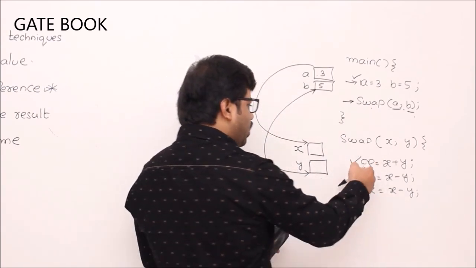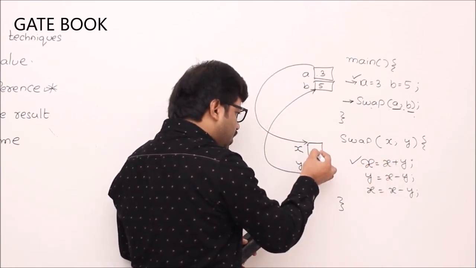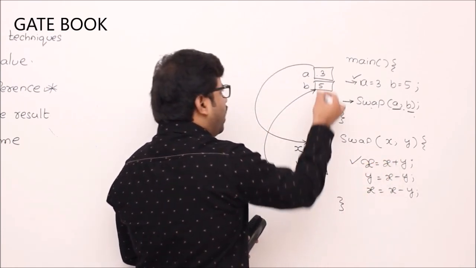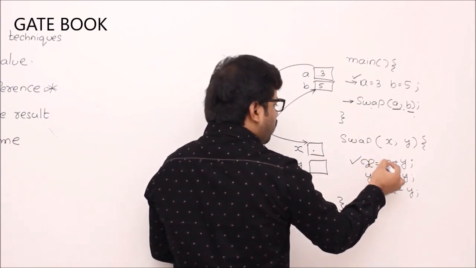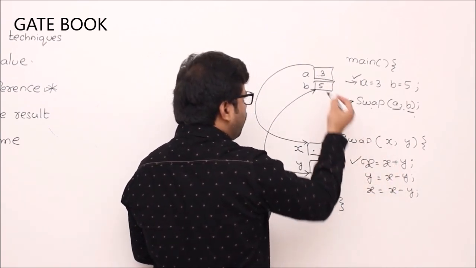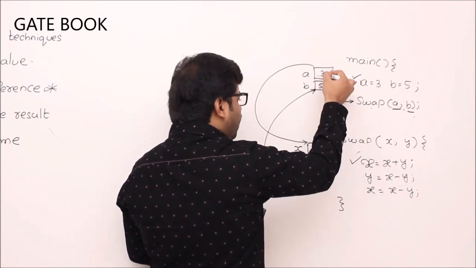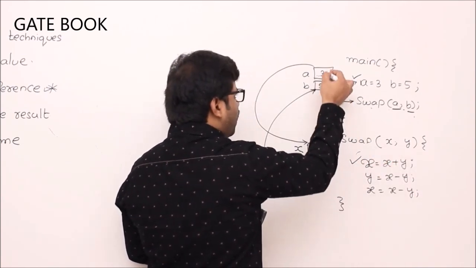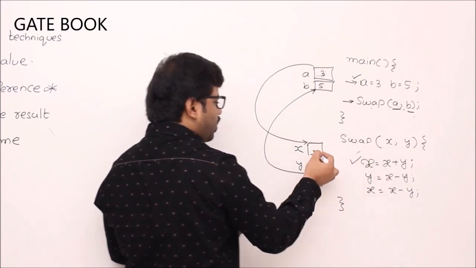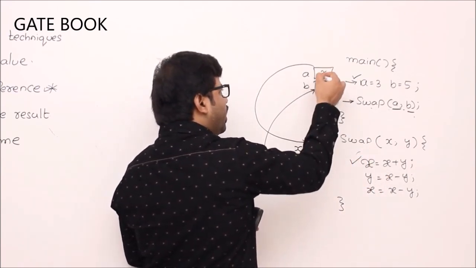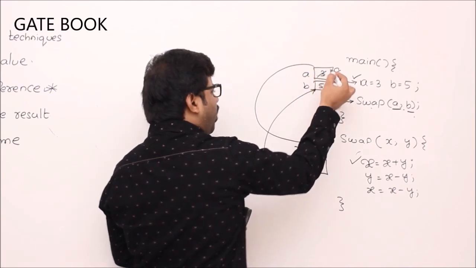So whenever I do x equal to x plus y, x is referring to a, right? That's why a will be modified. So how will a be modified? You can imagine that x is referring to a, 3, plus y is referring to b, then 3 plus 5, 8. x will become 8, right? But x is referring to a, so this a's location will be modified.